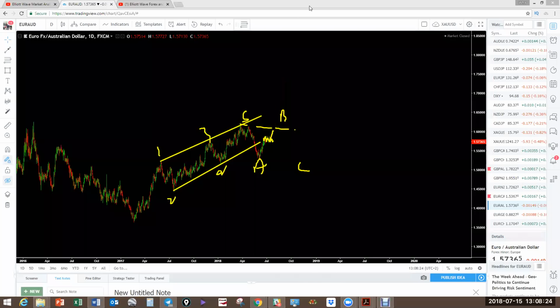Why? Because that could be, let's show you here. This A could be a complete correction, because I'm labeling it A because of the personality with an I, right? So this could be a wave 1, a wave 2, and we may be on our way for a big wave 3. But we'll see that when we get to that level. We cannot forecast that with certainty. So we need to take the trade when we get to this level here.